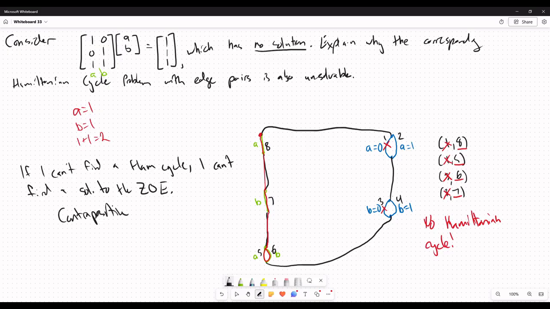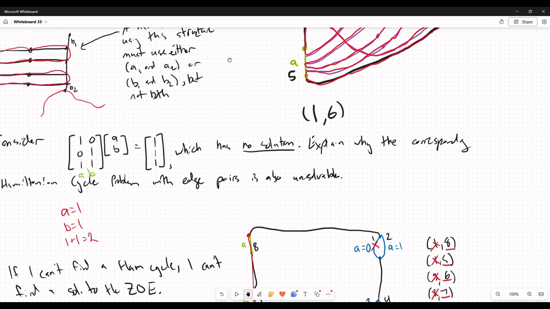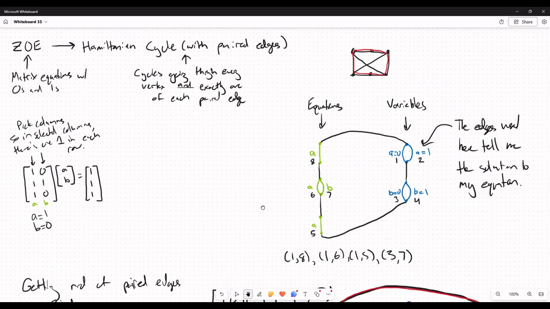The contrapositive says, if I can find a solution to the ZOE equation, then I can also find a solution to the Hamiltonian cycle. And this video is not the best place to demonstrate that, because for that you want to look at one that works, and I'm making this much later on. How about this? This is better.